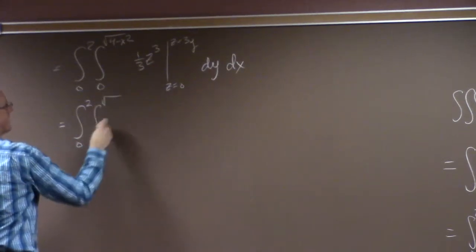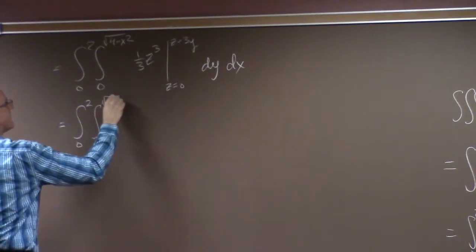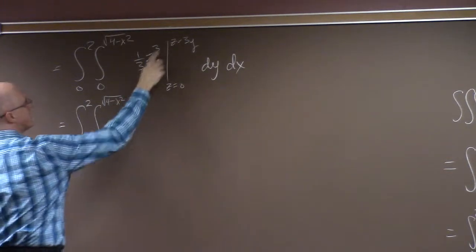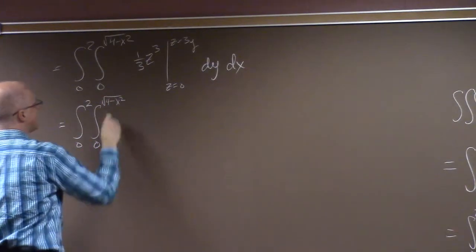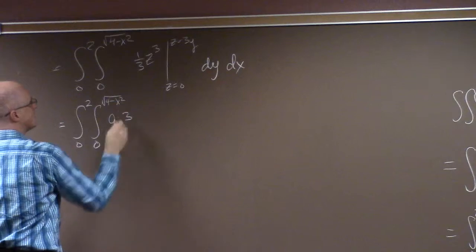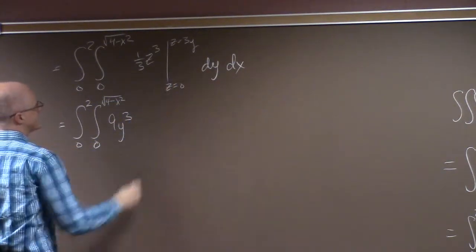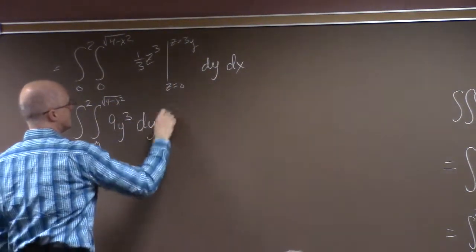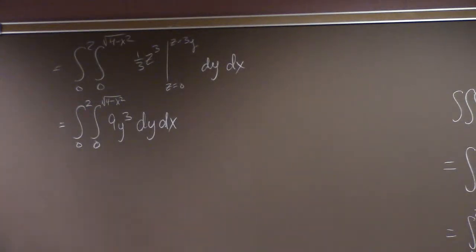Plug in 3y in place of z. You get 3 cubed is 27, divided by 3 is 9. You get a 9y cubed. Plug in z equals 0, you get 0. So that wasn't too bad.